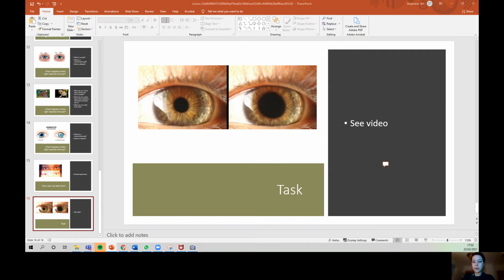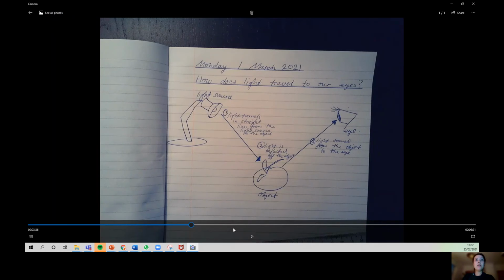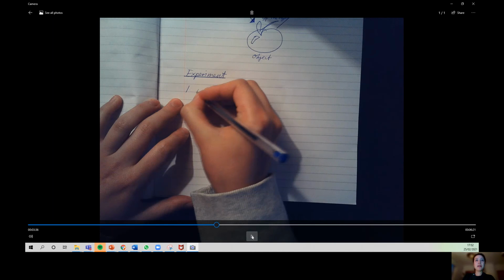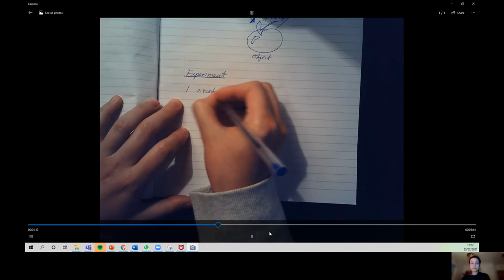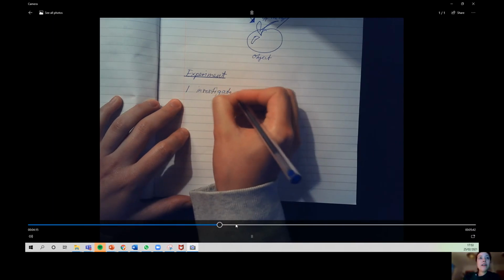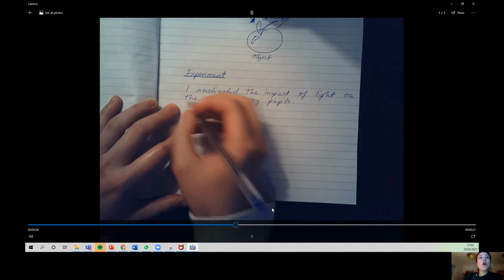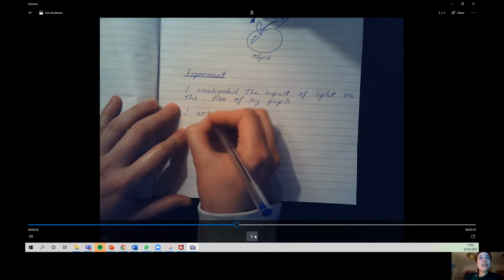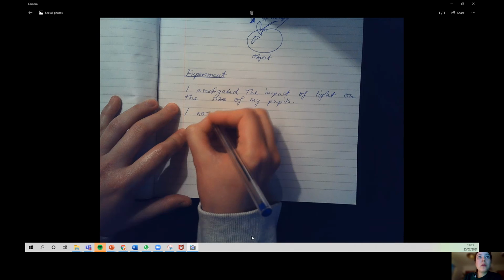And we are then going to write up our results of this experiment. So I investigated. You're going to first say what you investigated. So you're going to write, I investigated the impact of light on the size of my pupils.